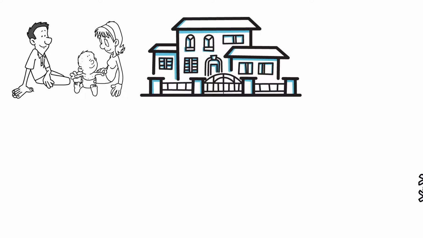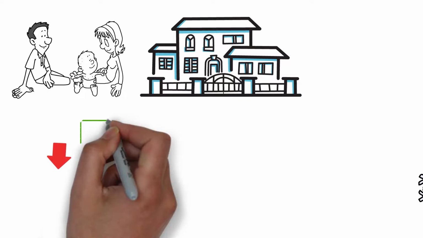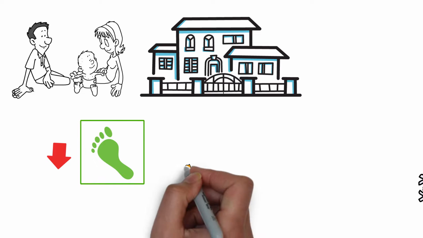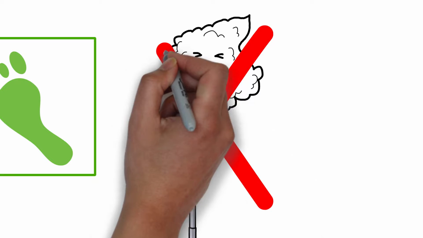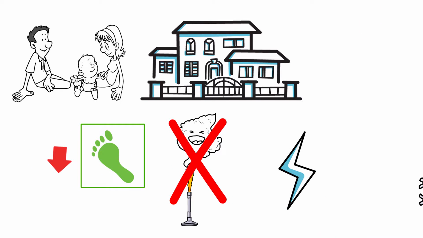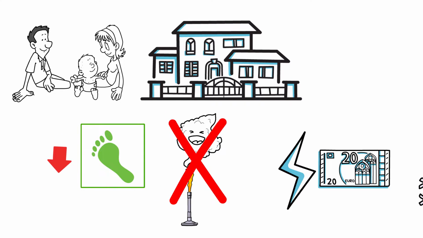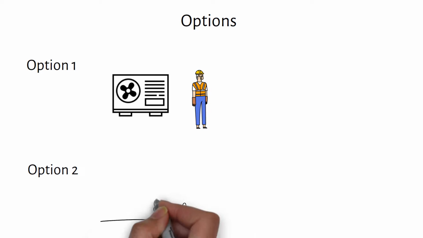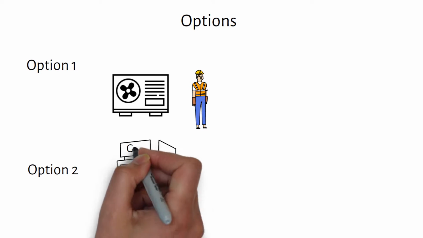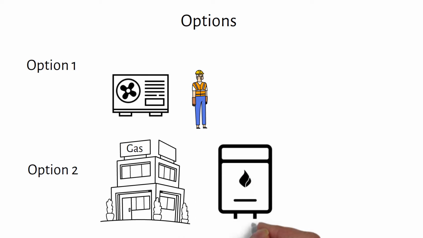Bob, in his three-bedroom house, wants to reduce his carbon footprint by not burning gas. He wants to look for an electric alternative which saves him money. Bob is looking at two options. Bob is thinking of retrofitting an air source heat pump using an accredited installer, and Bob is looking at using a gas company to replace his boiler with an electric alternative.